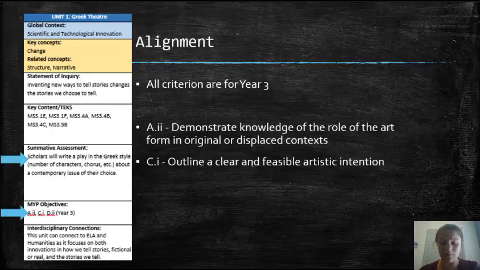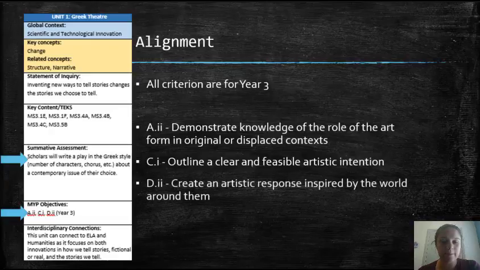They are going to do planning in class, and there's going to be a good chunk of their grade for their summative assessment. That is, what was your plan, and did your play actually execute that plan? And then create an artistic response inspired by the world around them. Even in this little blurb you see here, it says that they are going to write about a contemporary issue of their choice. And so all of the expectations based around that are going to fall under this criterion here.